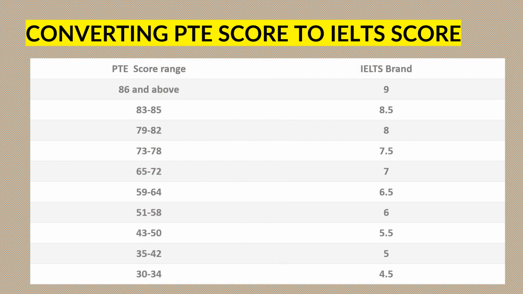Now, the way we convert the PTE score to IELTS score is if we score 86 and above, it's a 9 band, 83 to 85 is 8.5, 79 to 82 is 8, 73 to 78 is 7.5, 65 to 72 is 7, and the list goes on.